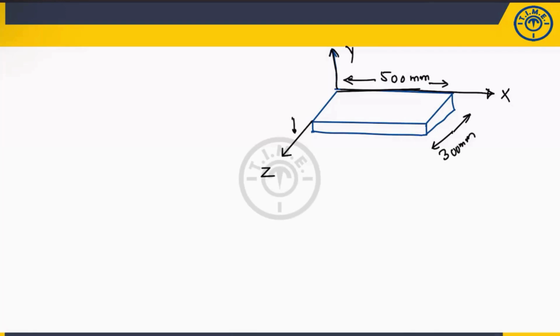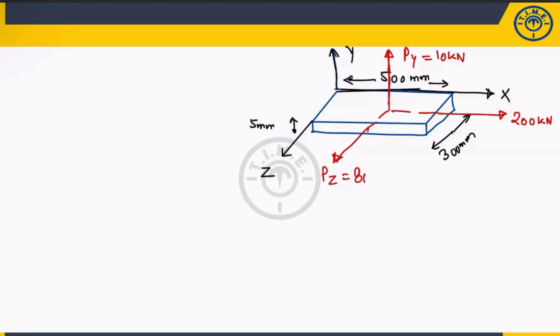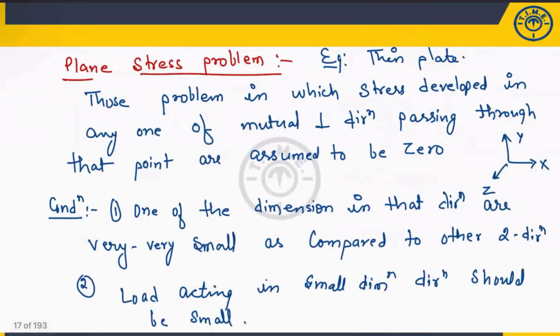The thickness I am assuming as 5 mm, which is very small as compared to the others. Now the load which is acting, let us suppose in the y direction, is 10 kilonewton. And what about x? X is 200 kilonewton, and the load value in the z direction will be 80 kilonewton.